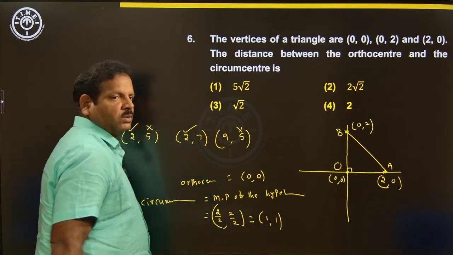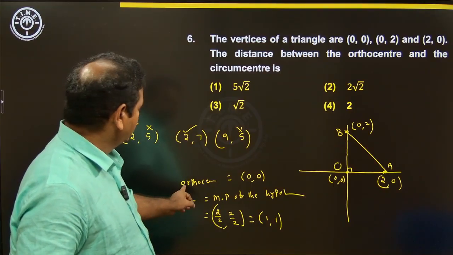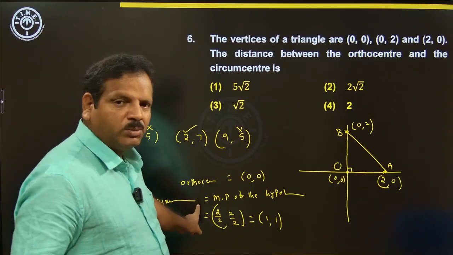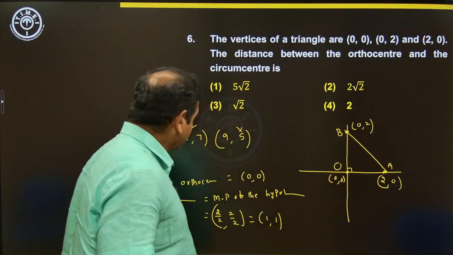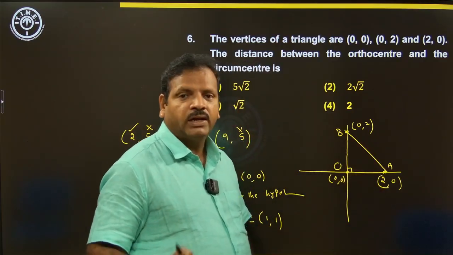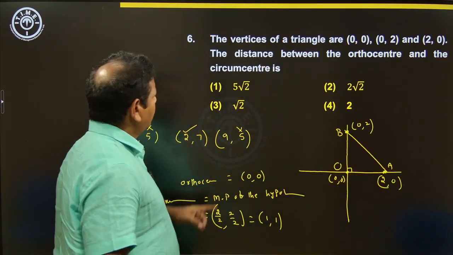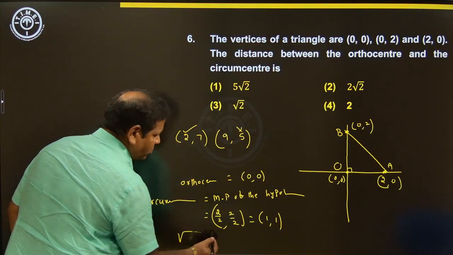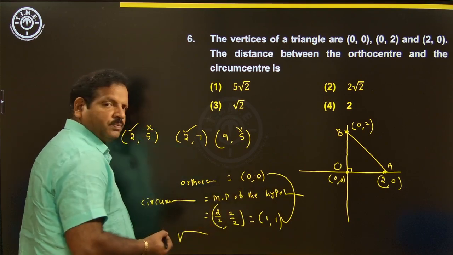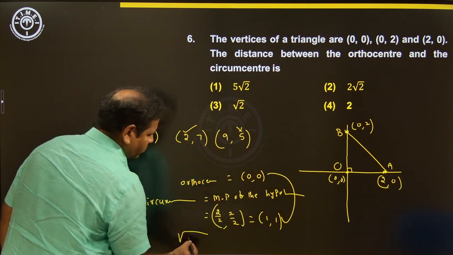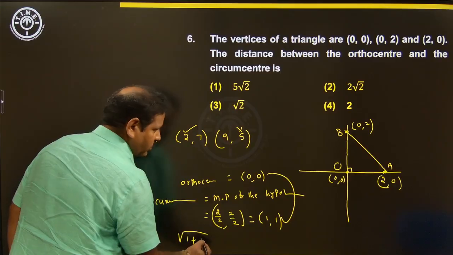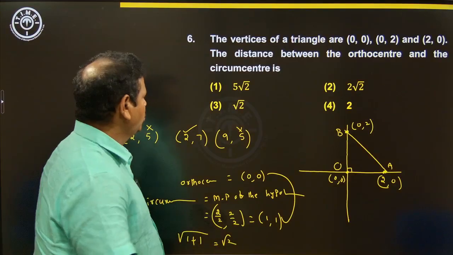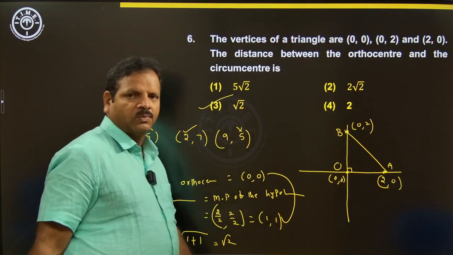1, 1. So we calculated both orthocenter and circumcenter, right? Orthocenter is the vertex which contains the right angle. Circumcenter is the midpoint of the hypotenuse. In a right angle triangle. What is the question asking then? The distance between the orthocenter and circumcenter. Then what is the distance between these two? 1 minus 0 whole square, 1 square is 1. Again the same thing. 1 minus 0 whole square is 1, which is nothing but √2. So what is the distance between them? √2, which is the third option. You can answer it.